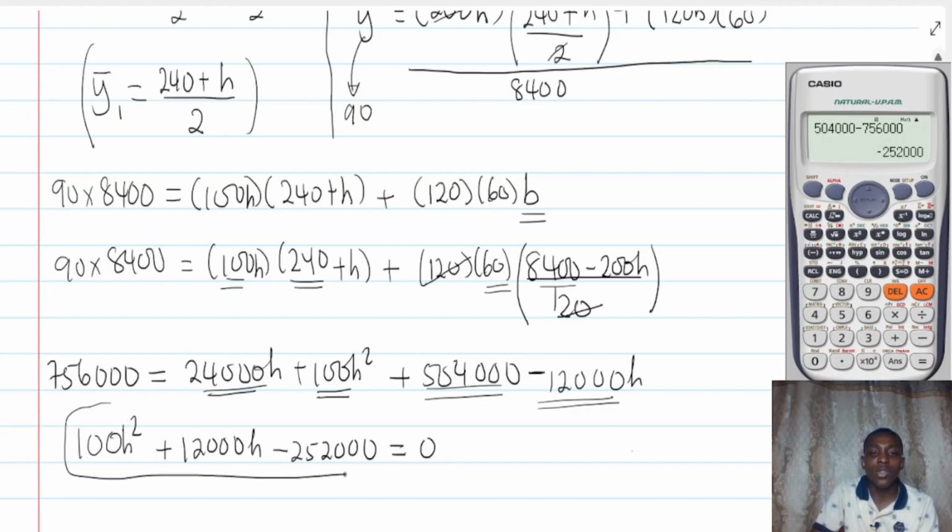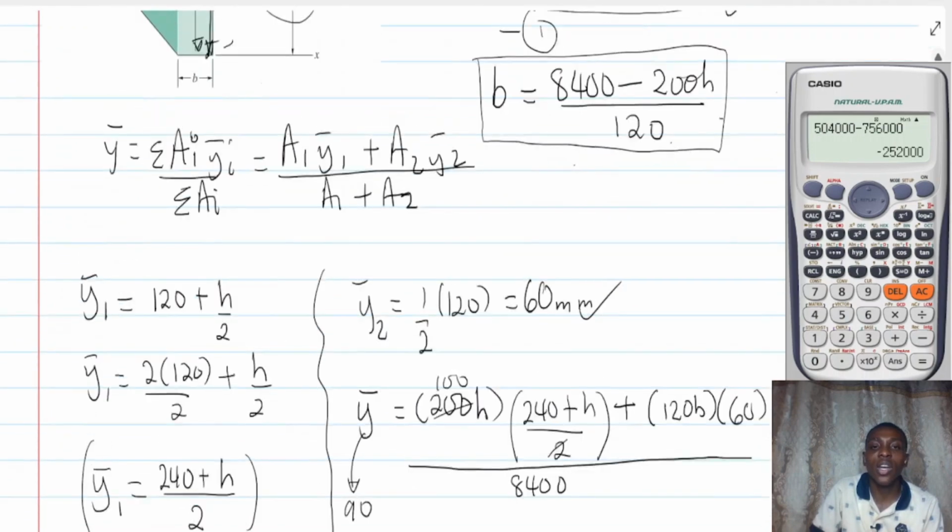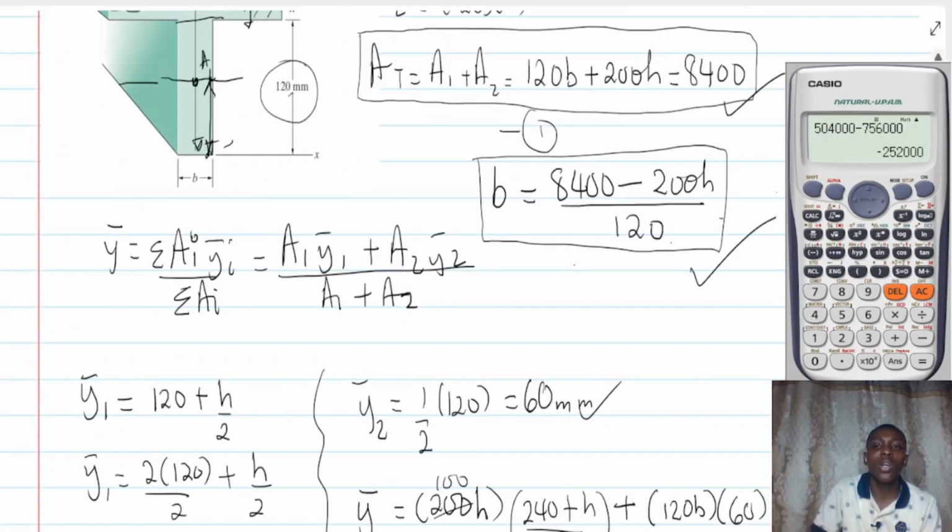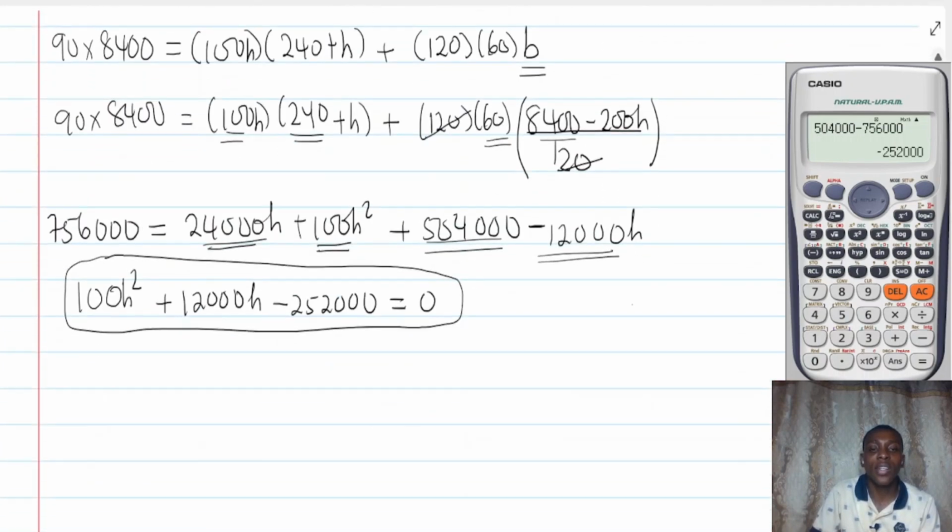Now we can solve this quadratic equation to get the value of h. Then the value of h that we get, we come back and substitute into b to get the value of b. There is a simple way to do this with a calculator. You come to mode, you come to 5, which is equations, then you come to 3, which is quadratic. So 100, 12,000, minus 252,000.